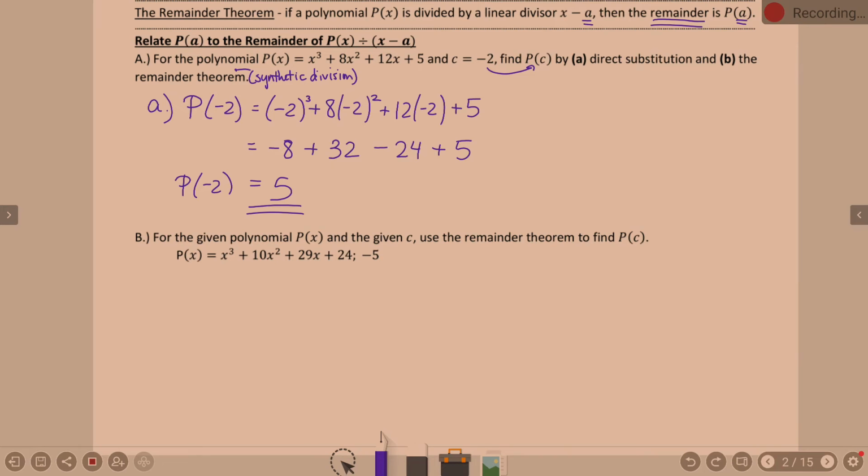What's option B? Option B is to use the remainder theorem. Remainder theorem, though, indicates more along the lines of synthetic division. So, let's set this up for synthetic division. Now, when you set up synthetic division, what were we dividing by? -2. Okay, now here's the catch, or here's the deal.